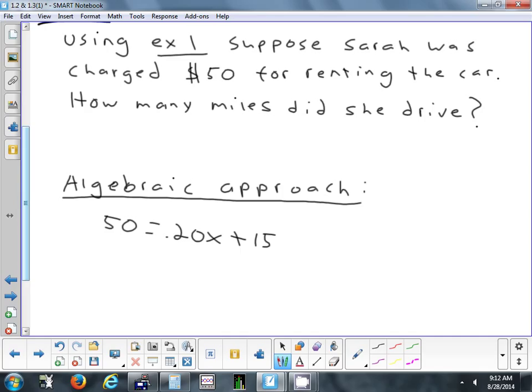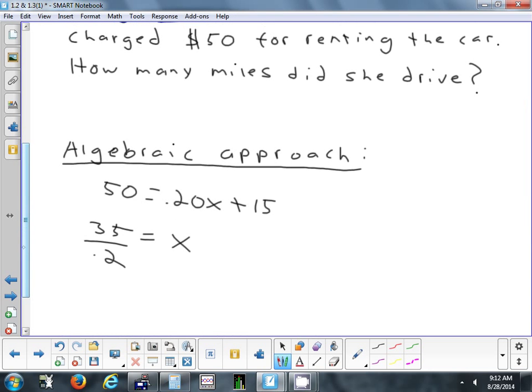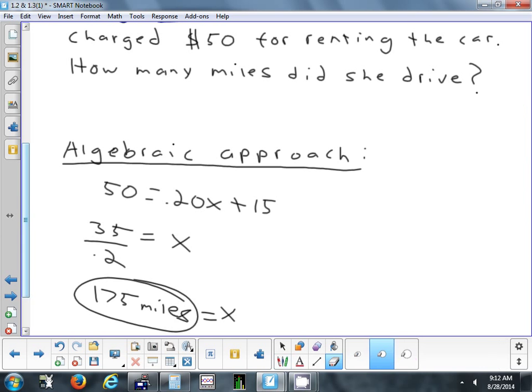Yeah, we'd subtract 15. What's 50 minus 15? 35. And what did you say? Divide by 0.2. Okay, dividing something by 0.2, that's a fifth. So if you divide by a fifth, it's really like multiplying by 5. So 35 divided by 0.2, or if you did it in your head, 175. Okay, and that's the miles. Okay, so that's one way to do it.